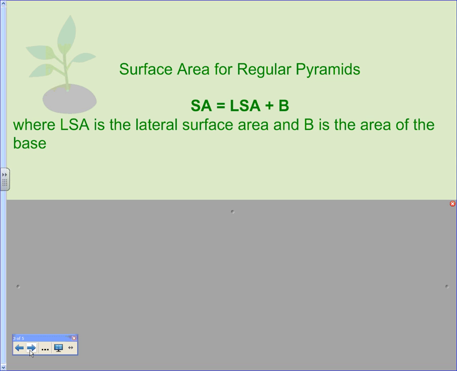Looking at the surface area for a regular pyramid. The total surface area, you do your lateral surface area, and then you add the area for your base.